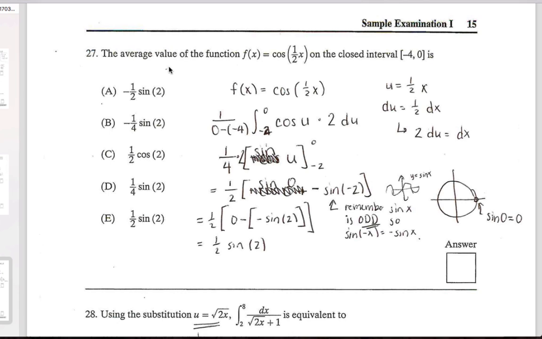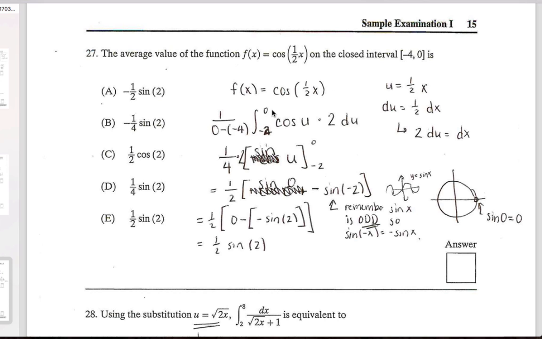Number 27, average value, remember, is 1 over b minus a, integral from a to b, f of x dx. And so when I want to take the antiderivative of cosine of 1/2 x, I do need a u sub. So I have 1 over b minus a, so that's 1/4. Integral from, I went right to a u sub. I guess I didn't write the whole problem out here. So that's why I changed the bounds, because it was originally negative 4, and then 1/2 of negative 4 is negative 2. I went right to u's here.